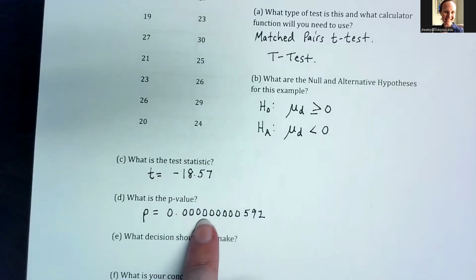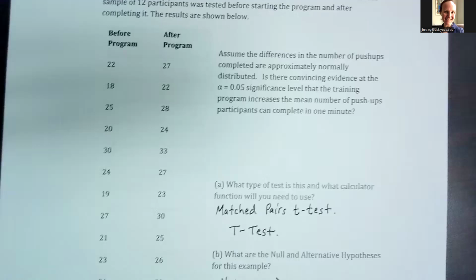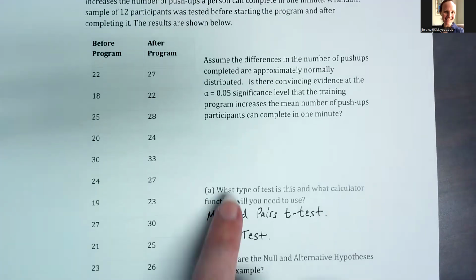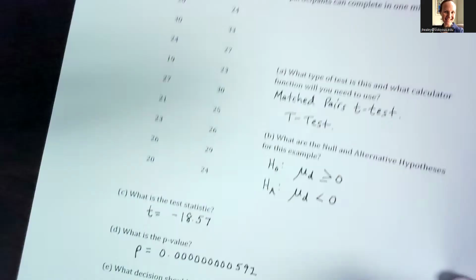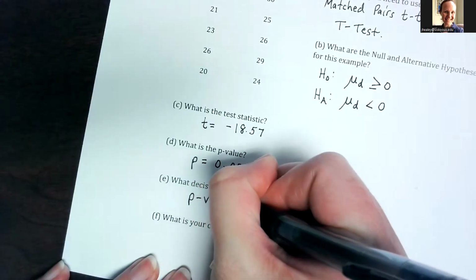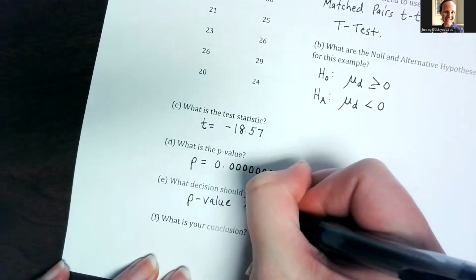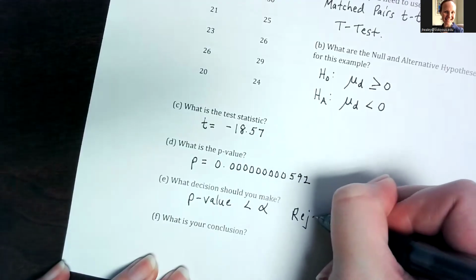So this p-value is smaller than any alpha we could probably come up with here, but they told us that we wanted at the alpha equals 0.05 level. We've definitely got a smaller p than 0.05. So because the p-value is less than the alpha, we're going to reject the null hypothesis.